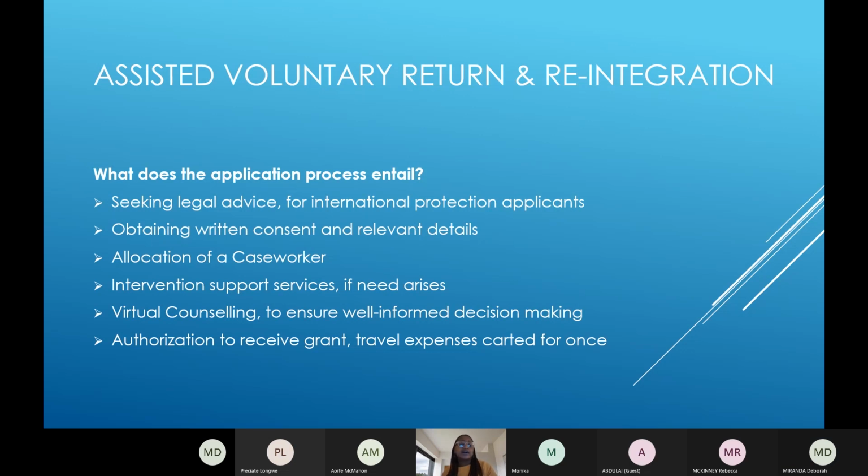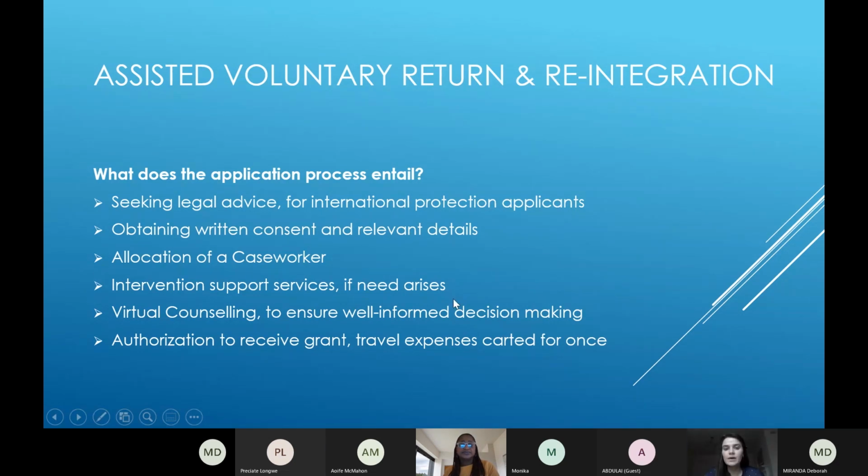I might ask Rebecca to just quickly step in and go through the virtual counseling in just 3 sentences of what virtual counseling entails. Rebecca, in just a few lines.